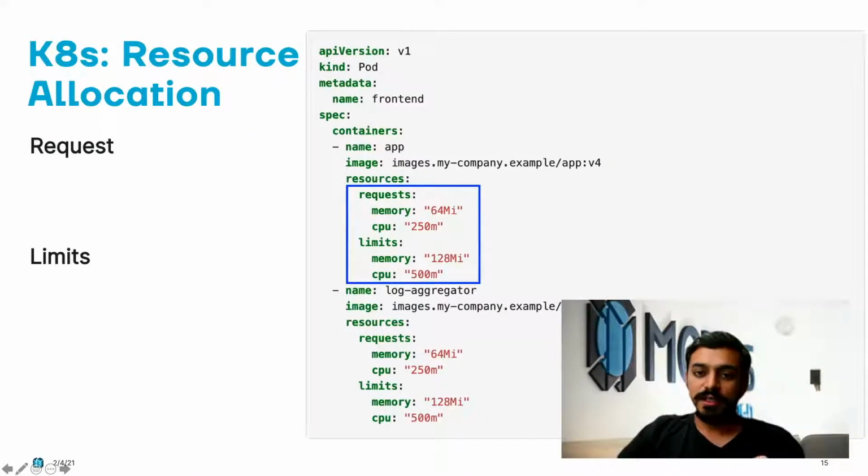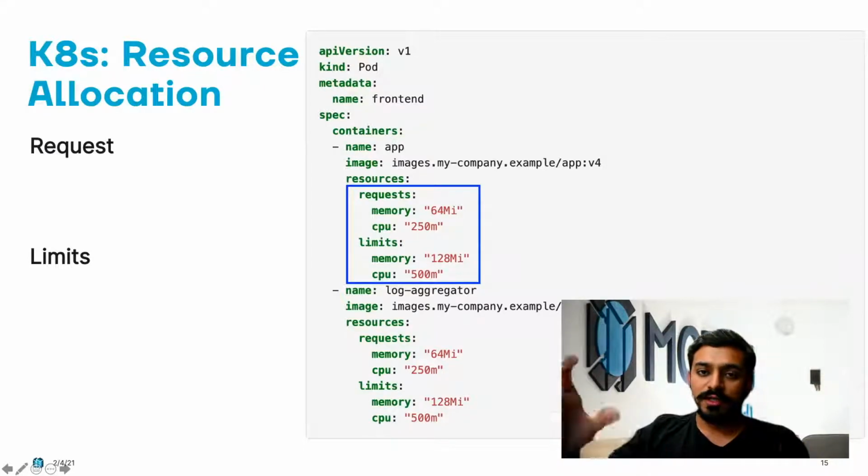So basically there are two terminologies for allocating resources. There is a request and there are limits. Here you can see that there is a sample configuration file to deploy a pod in Kubernetes. And you can see that in this pod there are two different containers, and each of these containers are basically requesting some resources.